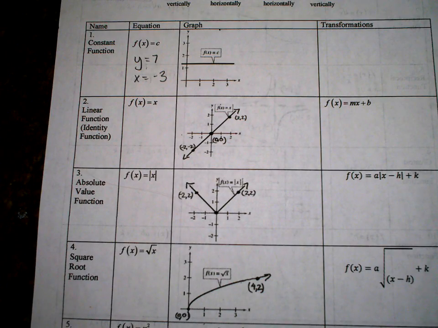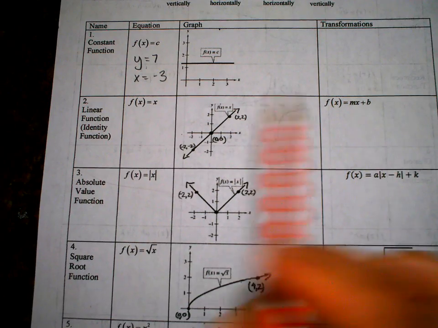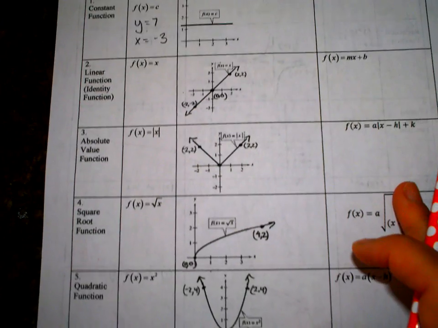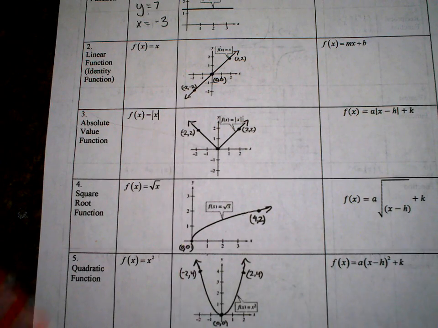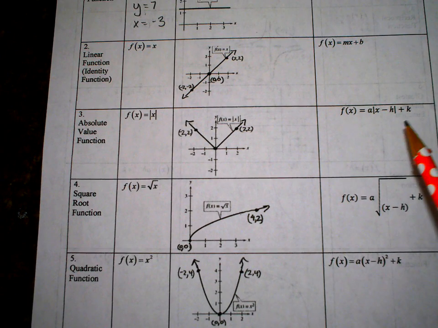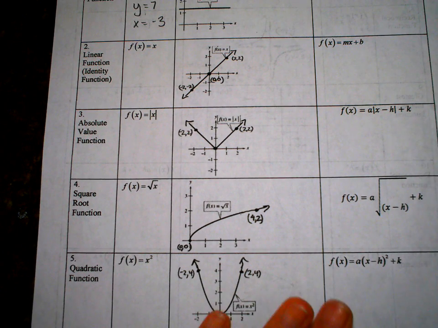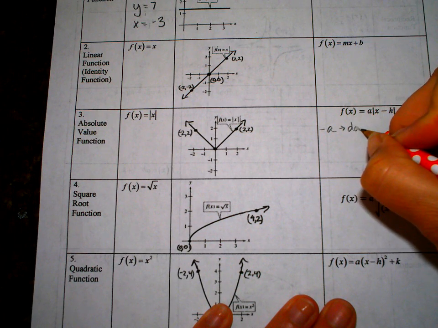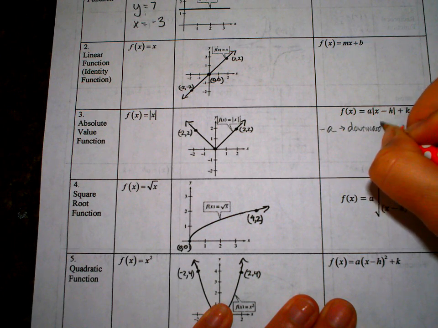Moving on. Okay, we know this one. y equals mx plus b, just a slanted line, nothing exciting about it. Absolute value has the absolute value bars. Over here on the side, the h and the k could move it up, down, left, or right. A -a would make it downward, right?